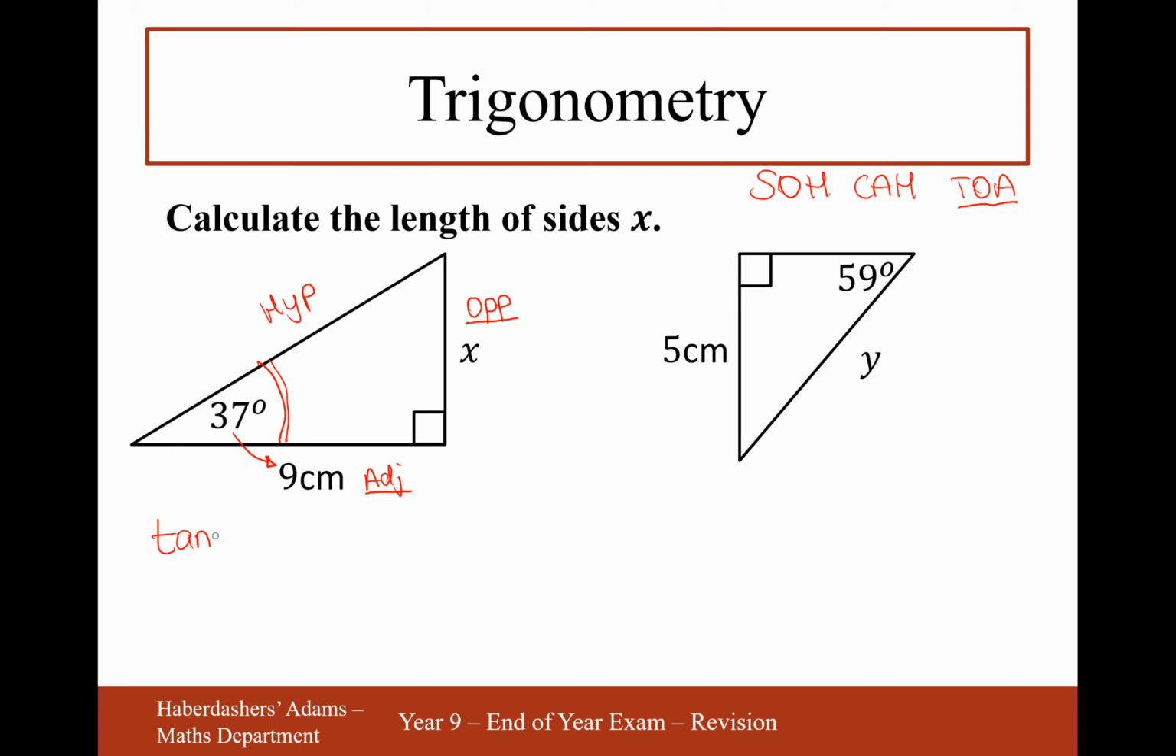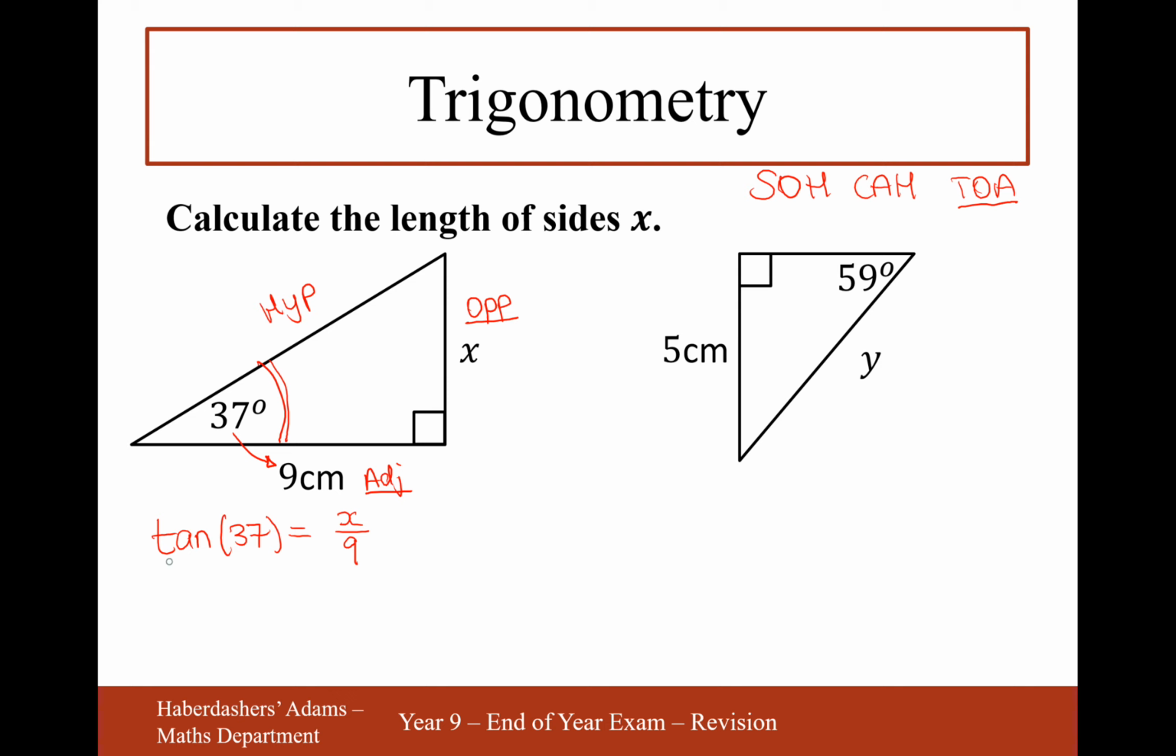So you write down tan 37 equals, and then you have to create a fraction, and the fraction appears in the order that the letters are in SOHCAHTOA. So it's opposite divided by adjacent in that order. So it's going to be x divided by 9.